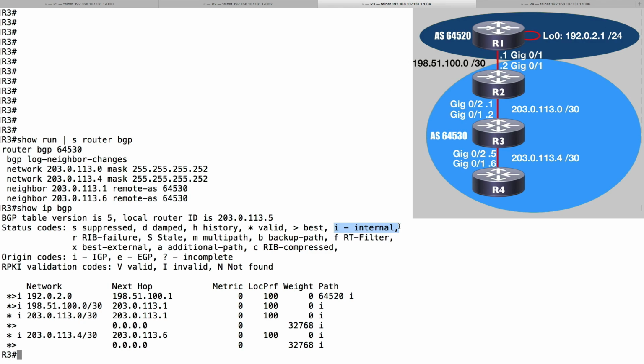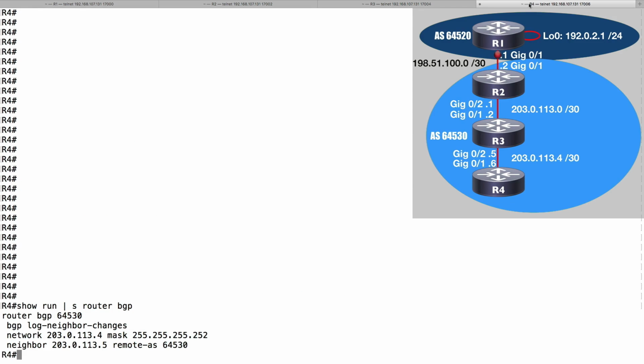In this case, that means that R3 is not going to advertise an iBGP learned route to R4. Let's prove that. Let's go to R4 and once again do a show IP BGP.